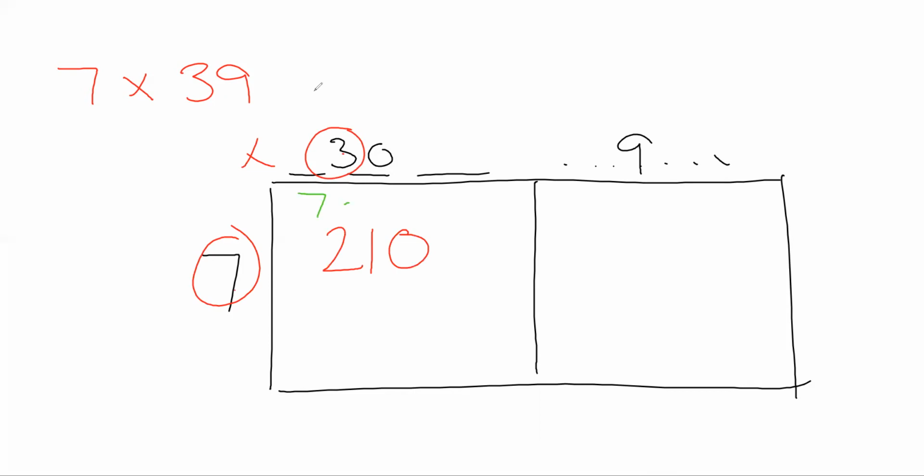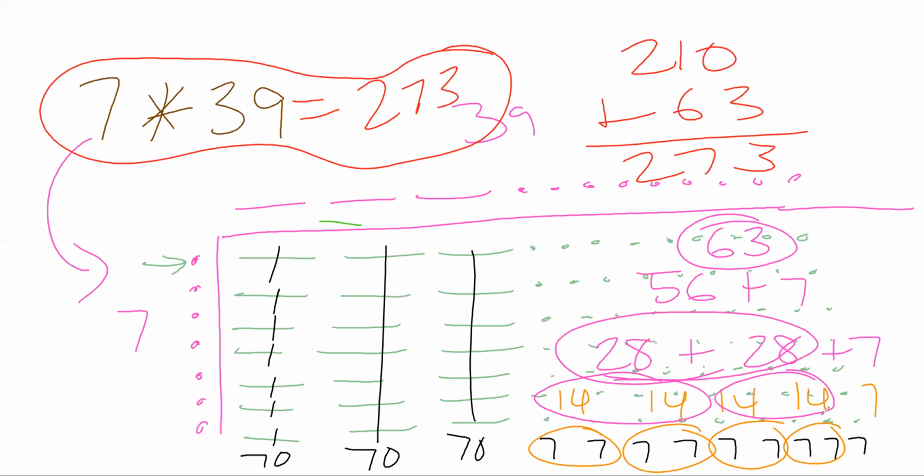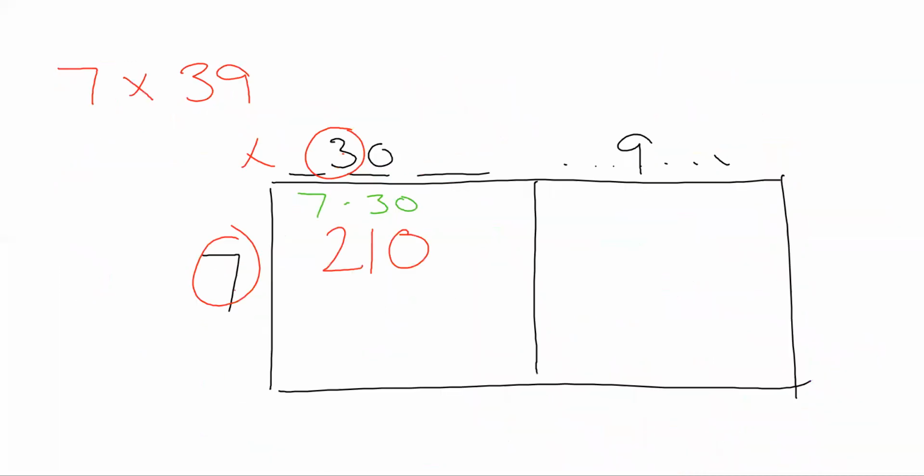I literally just did 7 times 30 in this box, which would have been the same as what we did right here. I did 7, 30 times. But instead of drawing that big old model, here I literally just did the math. 7 times 3 is 21, and then it's 30, not 3, so I use that 0. That's a skill we've been working on.